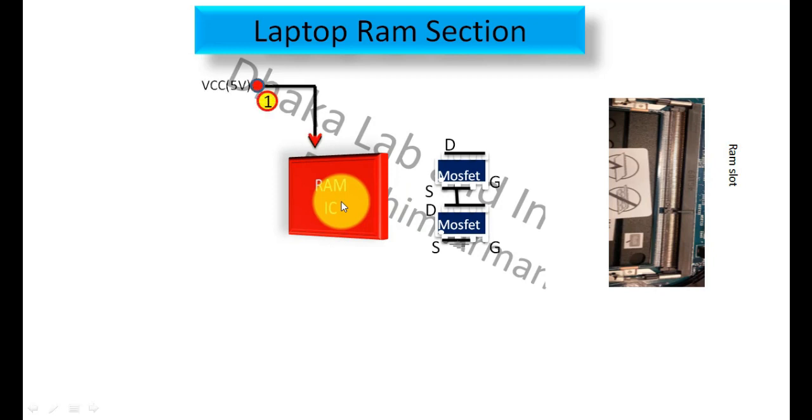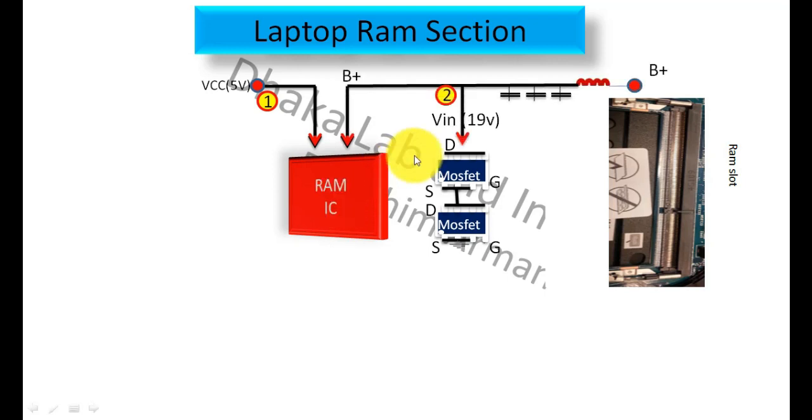there will be 5-volt VCC, and before that there will be B plus, and B plus may be 19 volt, adapter volt or battery volt. Okay, so B plus will enter through a coil, and then after the capacitor B plus will enter into the RAM IC, and B plus will also enter into the first MOSFET's drain.